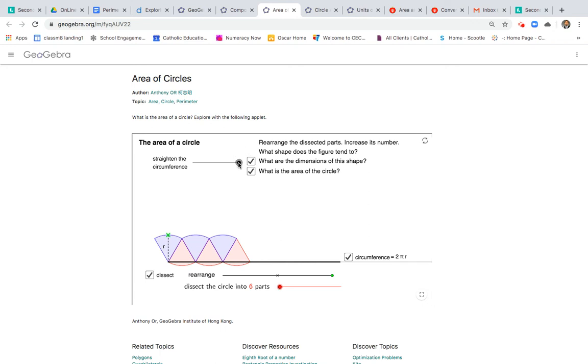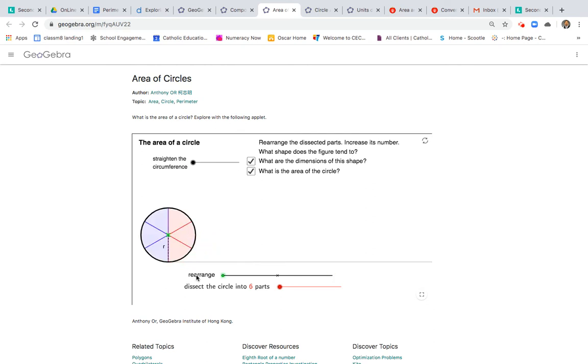Okay, so today what we're going to look at is the area of a circle. Hopefully you've all heard that the area of a circle is pi r squared. But where does this pi r squared come from? We're going to look at where this formula originated and how they came up with it.